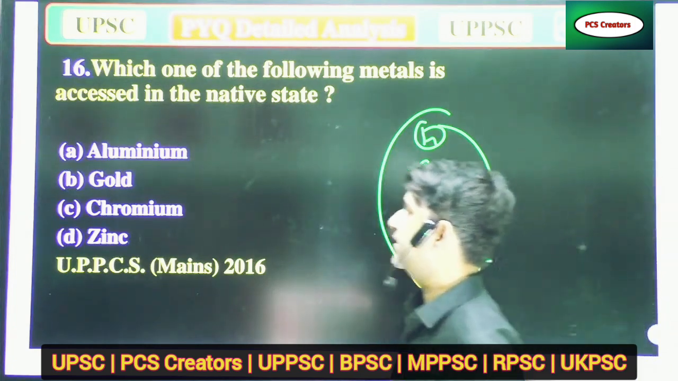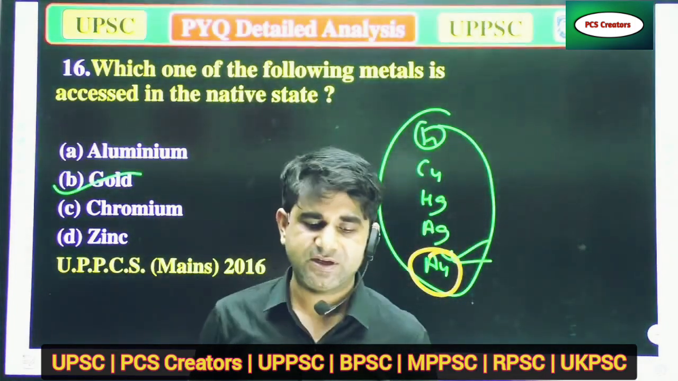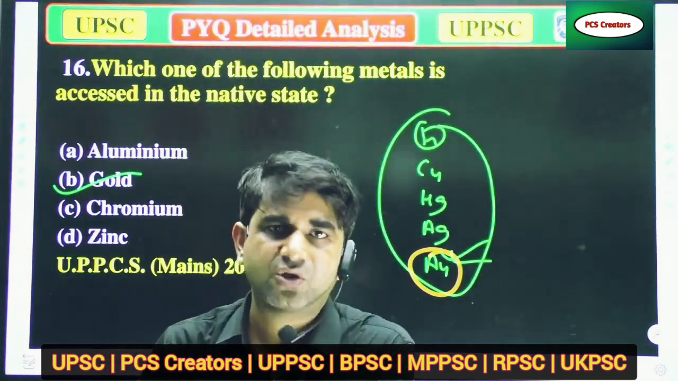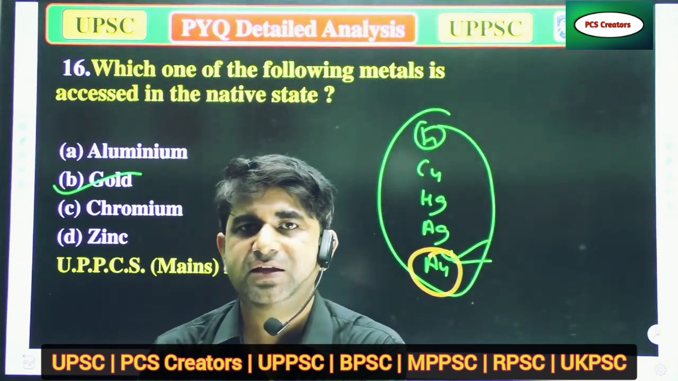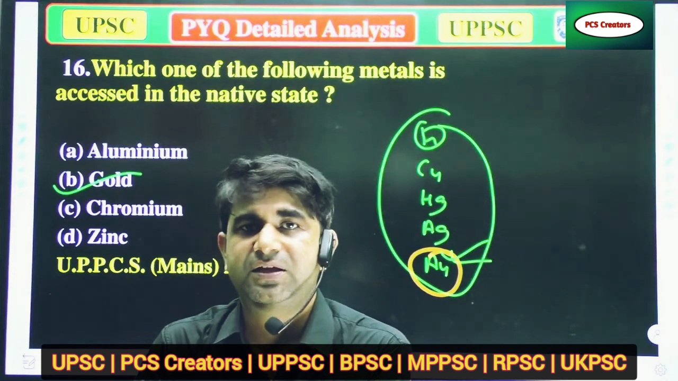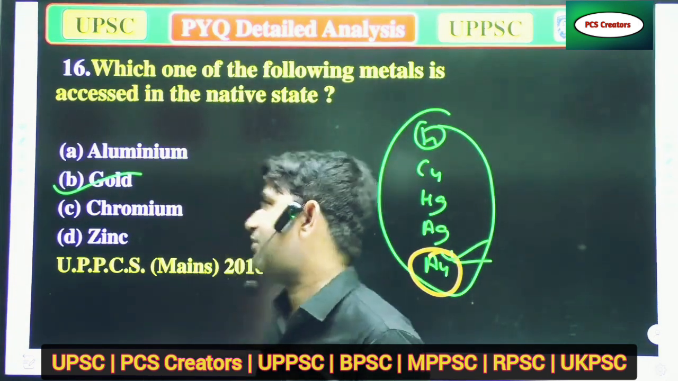So gold is the correct answer, and that is why the price of gold is very high, because it doesn't corrode or rust. You will not find any rust or corrosion on gold, and it's always shining, always the same. That is why it has the highest price. Well, now we'll move to the next question.